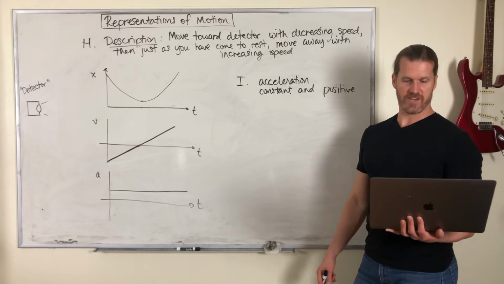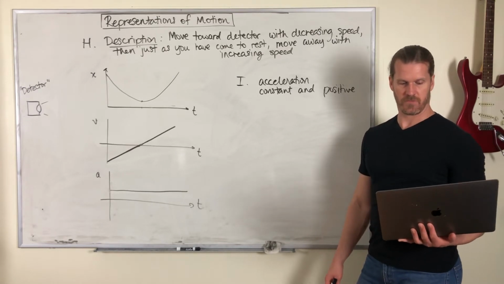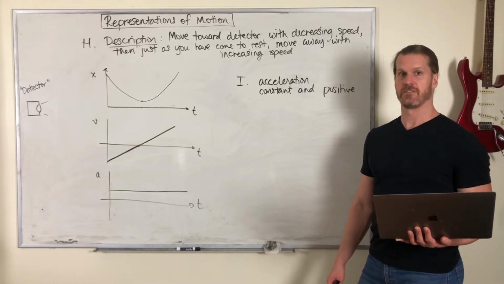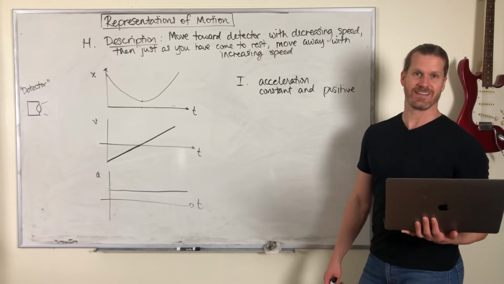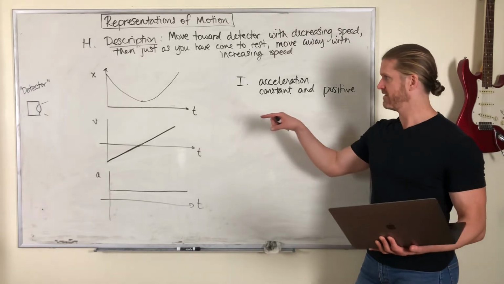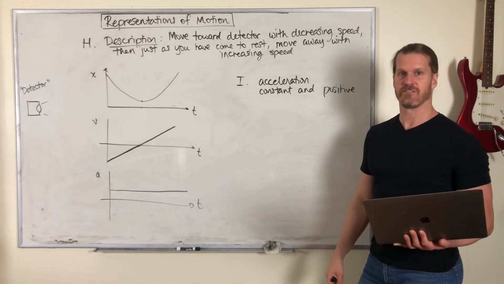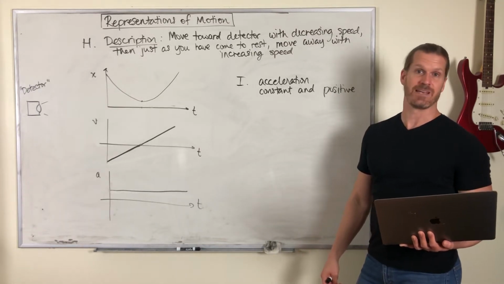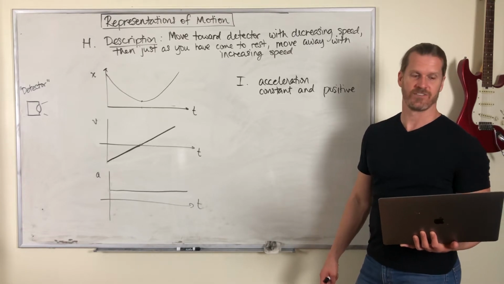Is it possible to have a negative acceleration and speed up? Sure it is, as long as the velocity and acceleration point in the same direction. If you had negative velocity and negative acceleration, then you'd be speeding up toward the detector.